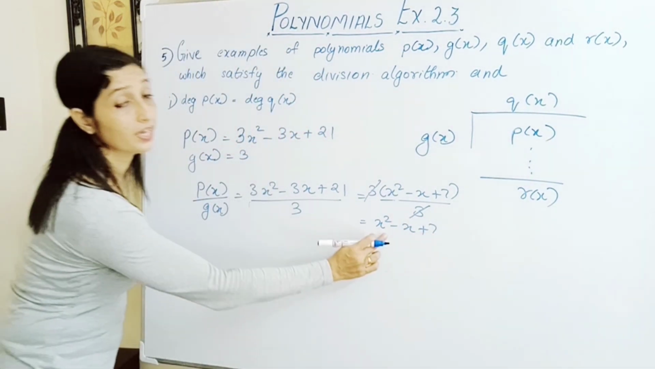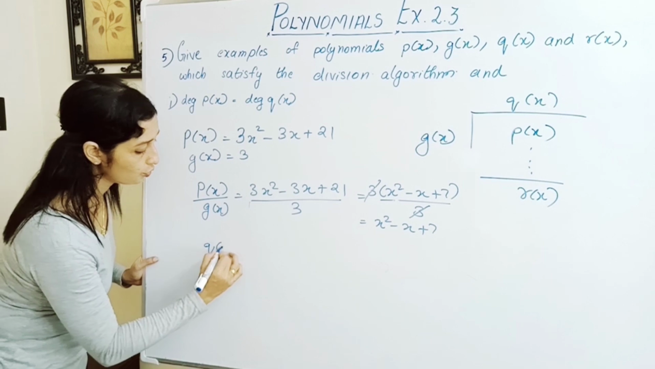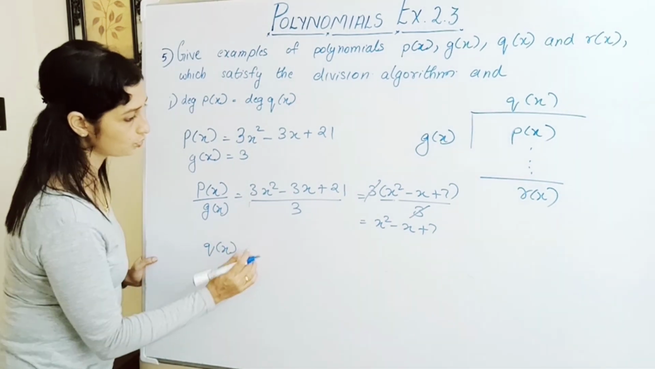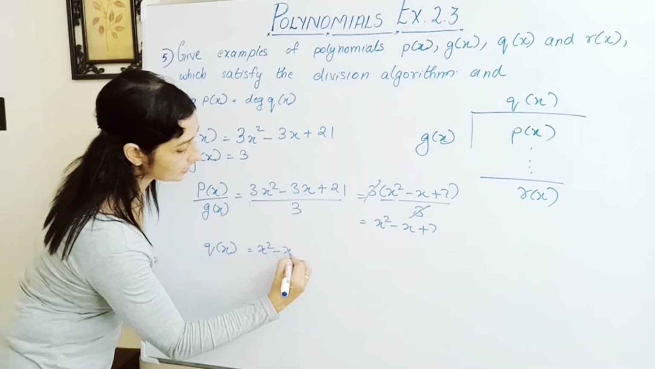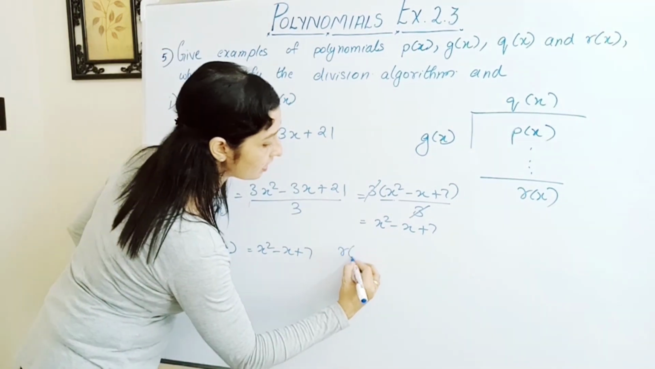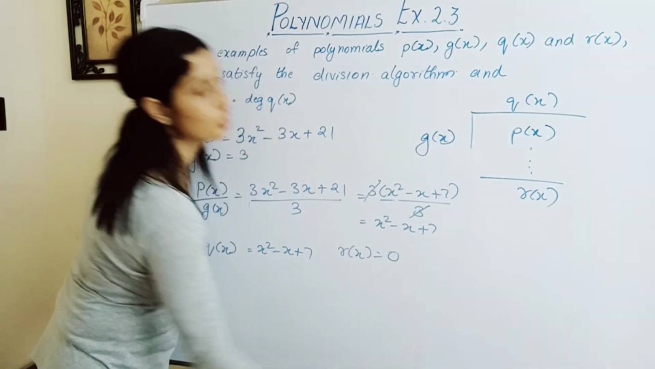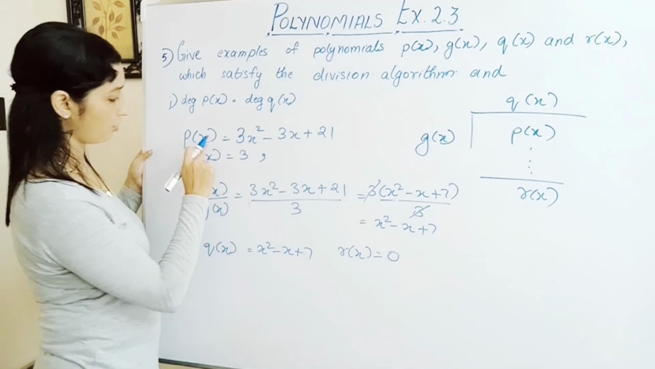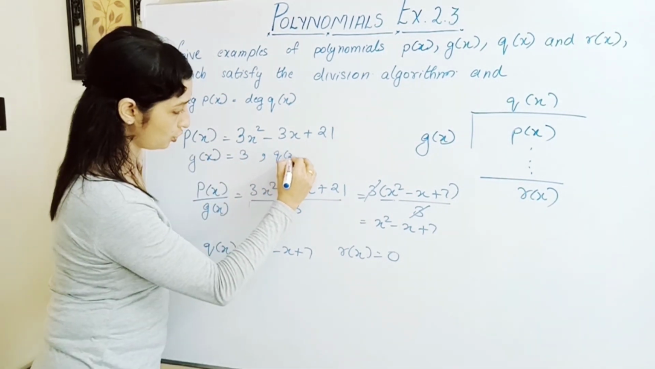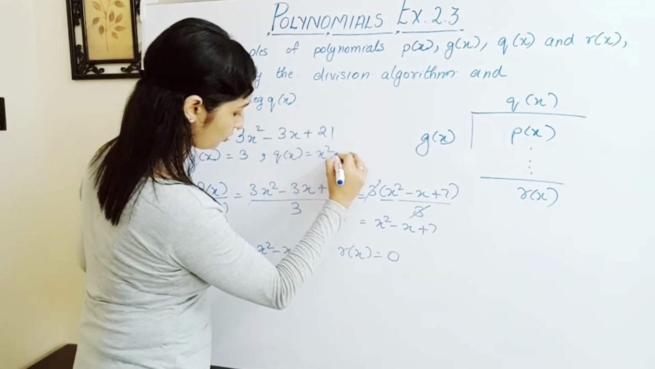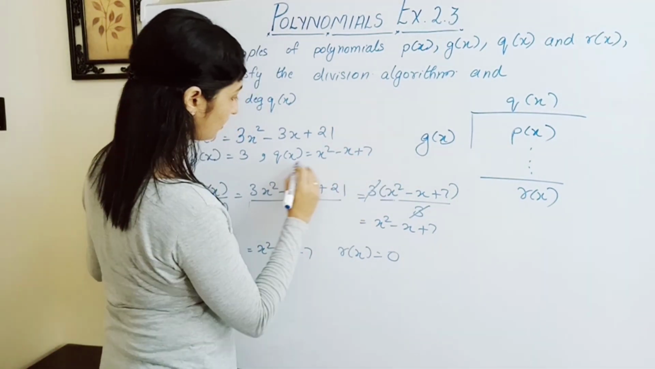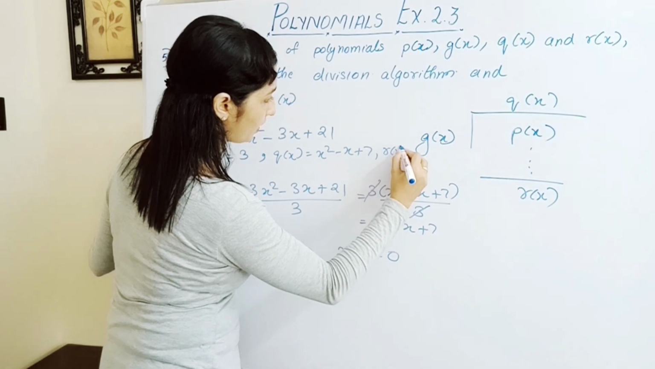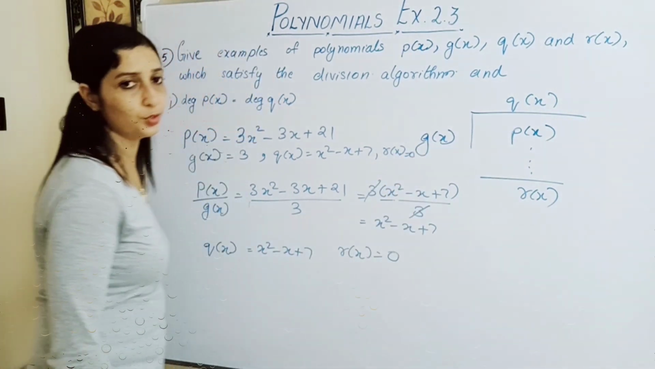So what did you get your q of x as? Q of x is equal to x square minus x plus 7 and our remainder is 0. So I am writing it here. We get p of x, g of x, q of x is equal to x square minus x plus 7 and r of x is equal to 0.